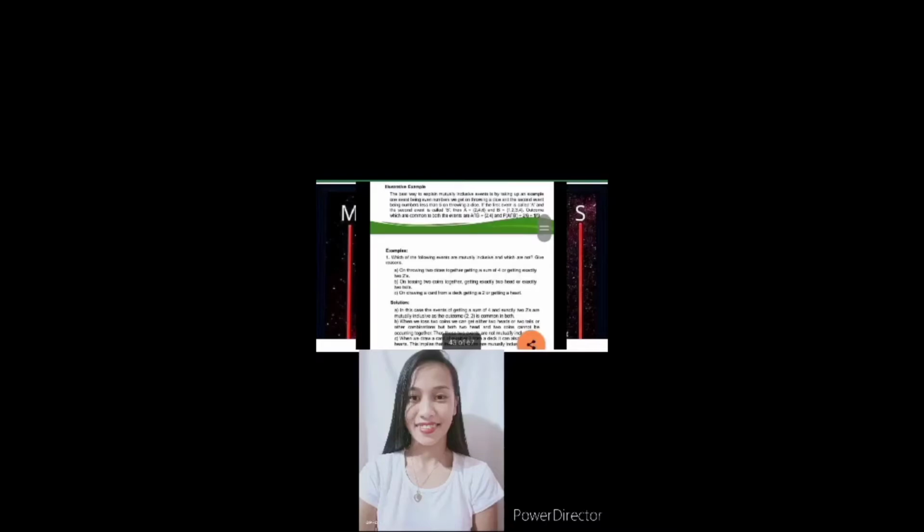Then last example, on drawing a card from a deck, getting a 2 or getting a heart. Solution. When we draw a card of number 2 from a deck, it can also be a heart. This implies that these 2 events are mutually inclusive. So that is the example and the solution. Okay?